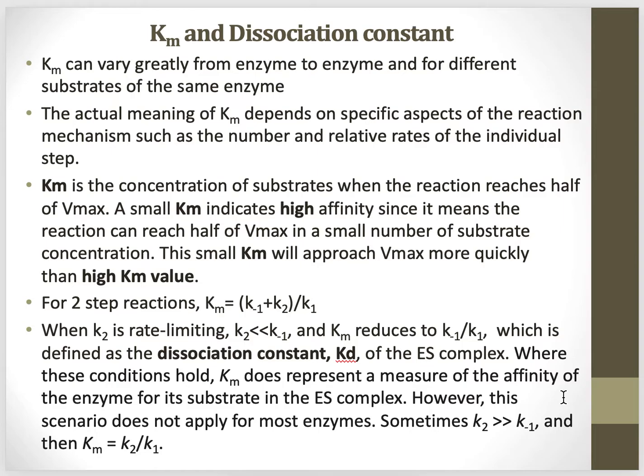However, this scenario does not apply for most enzymes, because sometimes K2 is much greater than K minus 1, and then Km becomes K2 by K1. So the idea that Km represents the affinity of the enzyme for a substrate only applies when K2 is much smaller than K minus 1. If the opposite is true, that K2 is greater than K minus 1, we cannot define the Km value in this way. So that was about the dissociation constant.